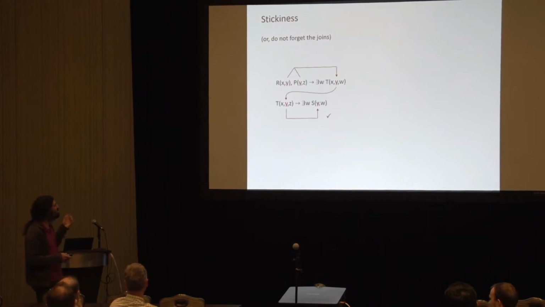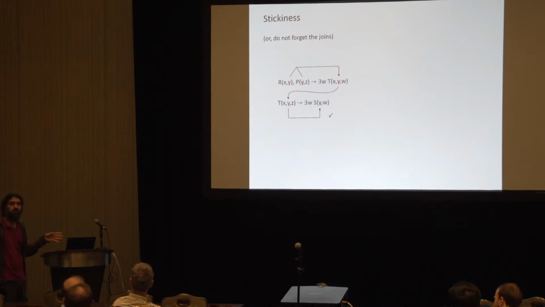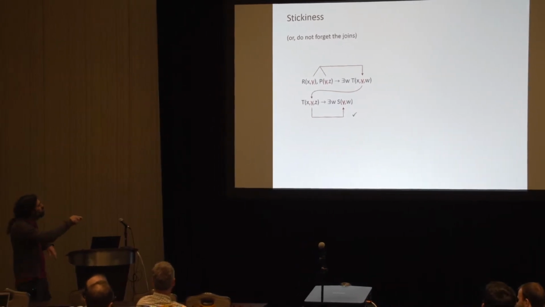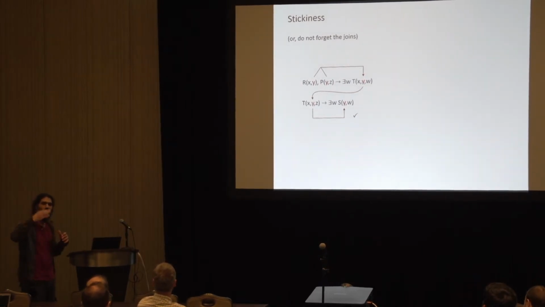Stickiness. So what is that now? With sticky rules, we can write down whatever we want, but we are not allowed to lose the joins. Whenever we join a variable, we are forced to propagate it. But of course, this is a global condition. If we just check locally that each rule satisfies this condition, then we are still undecidable. So we have to inductively check that this condition is satisfied.